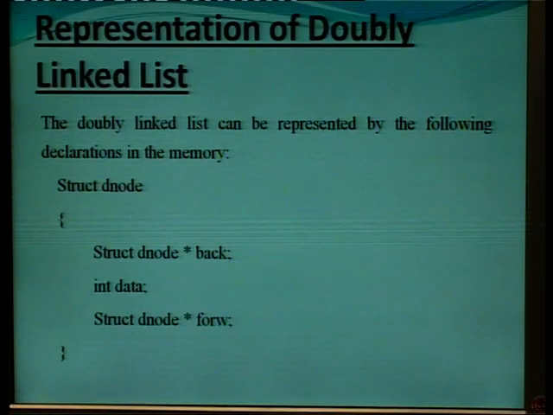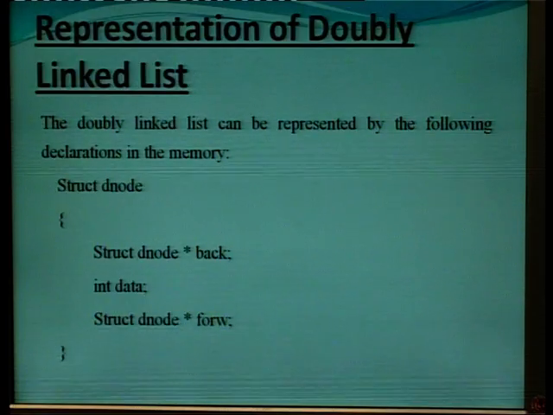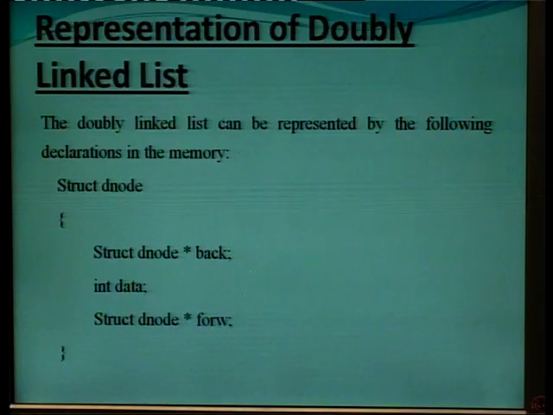First, struct D node star back. Star back indicates the pointer variable which points to the previous node. Int data is the element to be stored, which may be of type int, character or whatever type you want. Then again struct star forward. Star forward indicates the next memory location in the doubly linked list. So we have learned the doubly linked list.